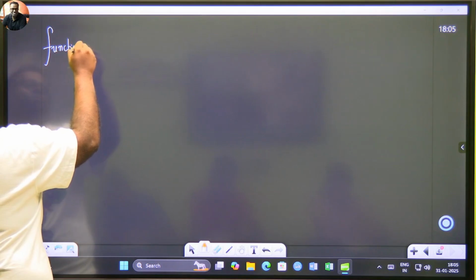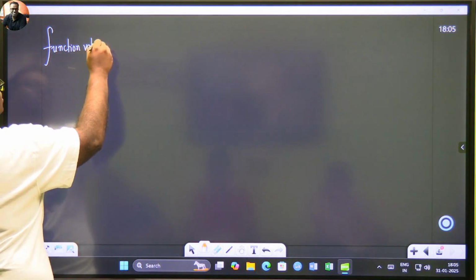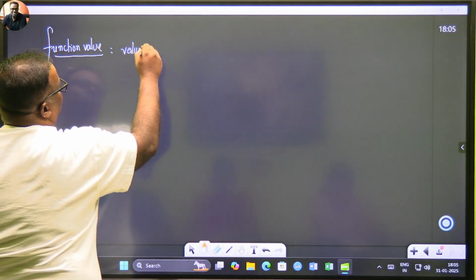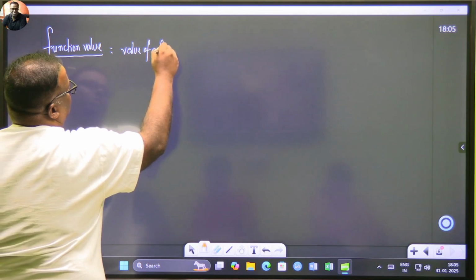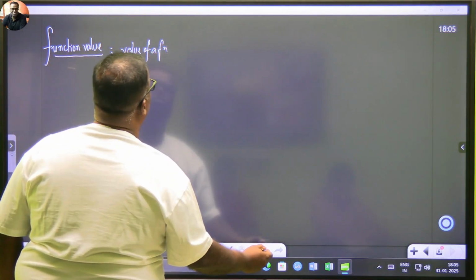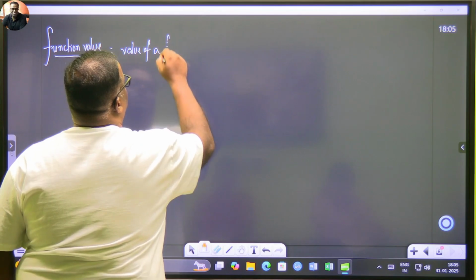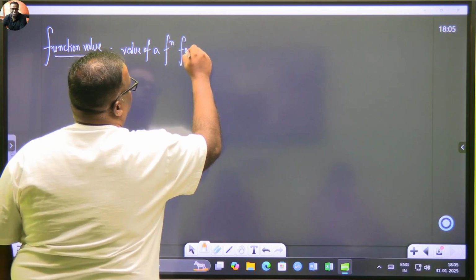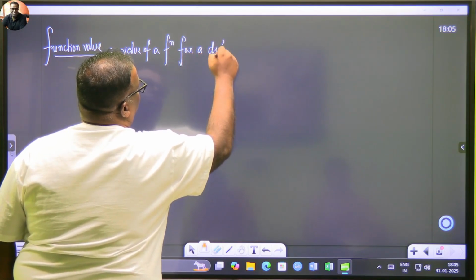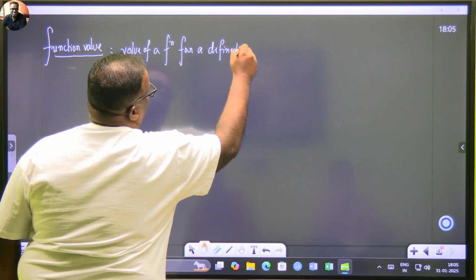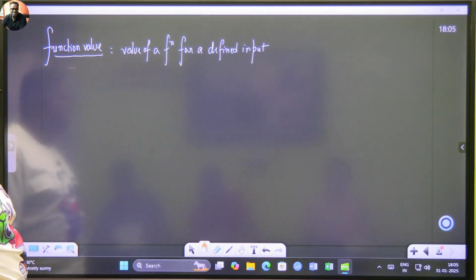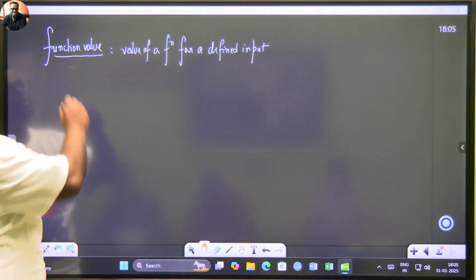Function value means value of a function. Value of a function is also written in short form like this. You can also write like this. Value of a function for a defined input. And this is your level of mathematics, absolutely easy. For a defined input, the question will come like this.